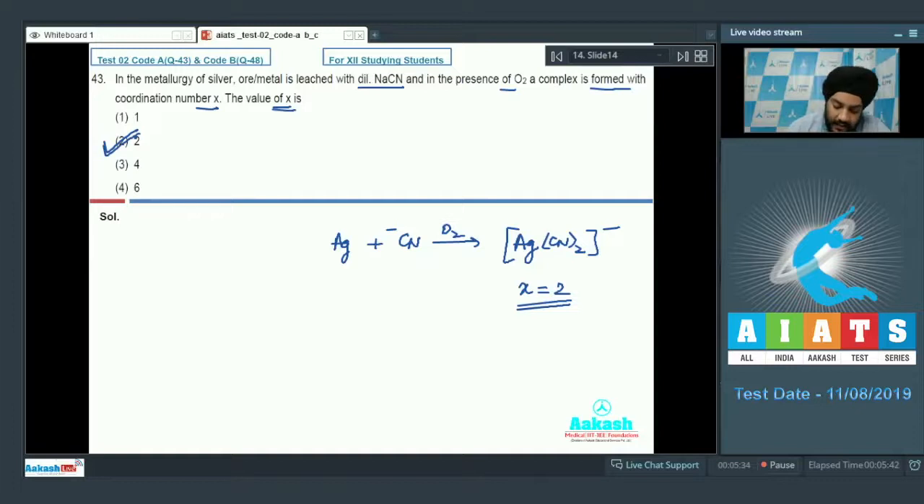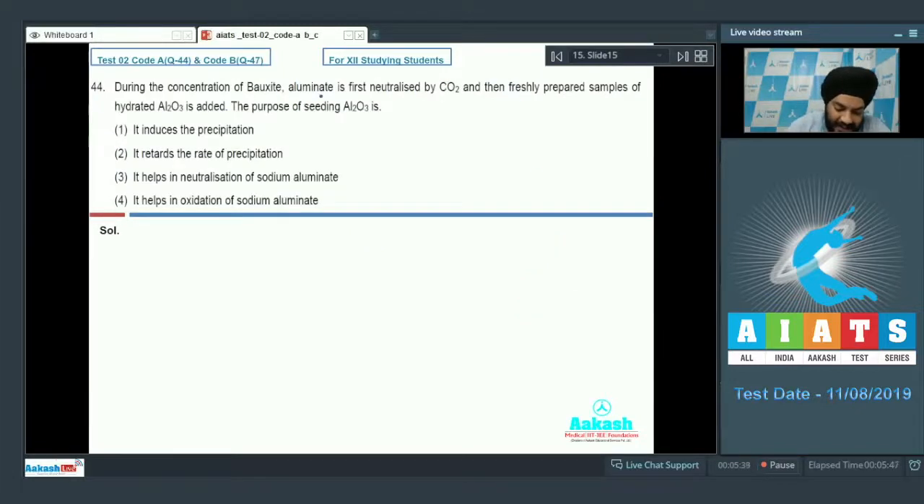Let us look at the next question. Question number 44. During the concentration of bauxite, aluminate is first neutralized by CO2 and then freshly prepared sample of hydrated aluminum oxide is added. The purpose of seeding Al2O3 is? So students, in this case, the purpose of seeding Al2O3 is to induce the precipitation. If we look at the options which are given to us, we can clearly see that the first option is correct. Adding alumina or Al2O3 to the solution of aluminate will induce the precipitation. So for this question, we have to mark the correct option as option 1. Let us look at the next question now.